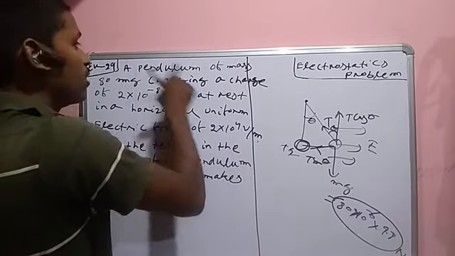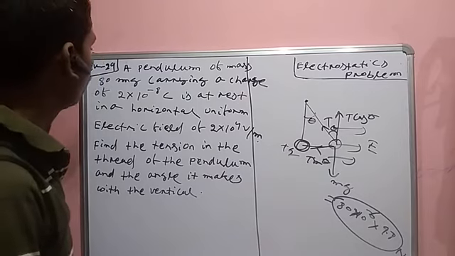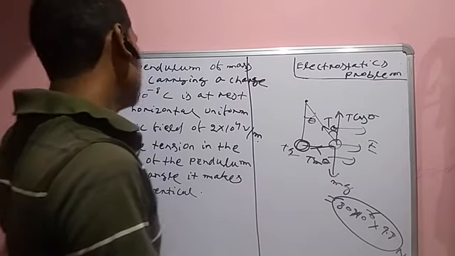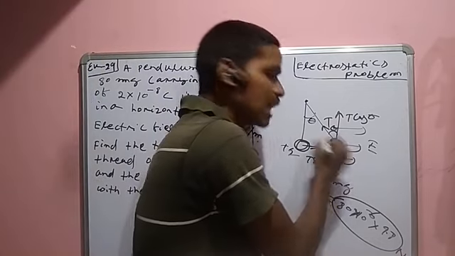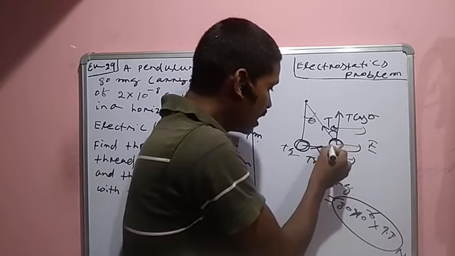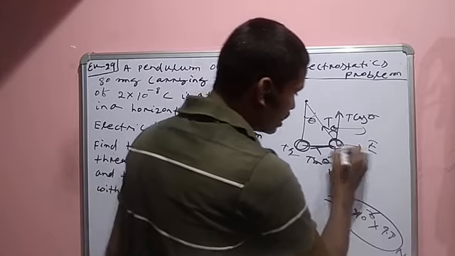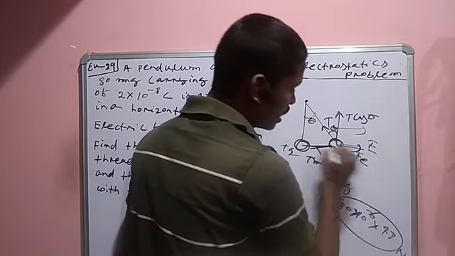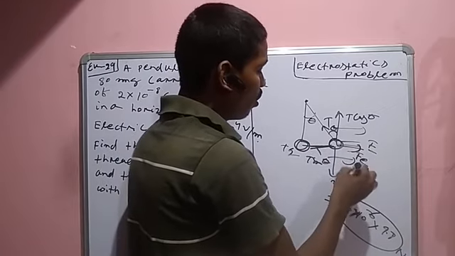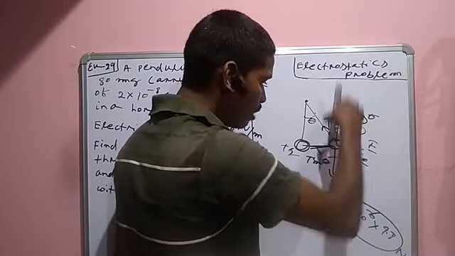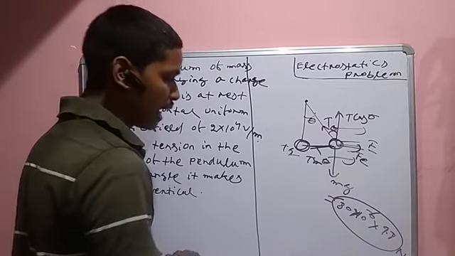The question says the pendulum of mass 80 mg carrying a charge of 2 into 10 to the power minus 8 coulomb is at rest in a horizontal position. That means this body is in rest position. At rest, T sin theta is equal to the electrostatic force in this direction, and T cos theta is equal to mg. That means it is in equilibrium.